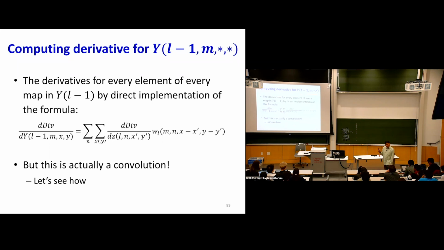So note this. I'm computing the derivatives for the mth input channel. And when I'm considering the contribution of the elements of the nth output channel, the weight that I'm going to be considering is the x minus x prime, y minus y prime element of the filter channel of the mth channel of the nth filter, right? The specific filter and channel that connects Y m and Z n, right?